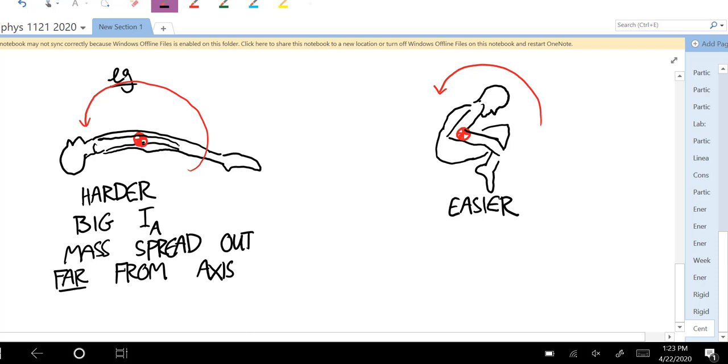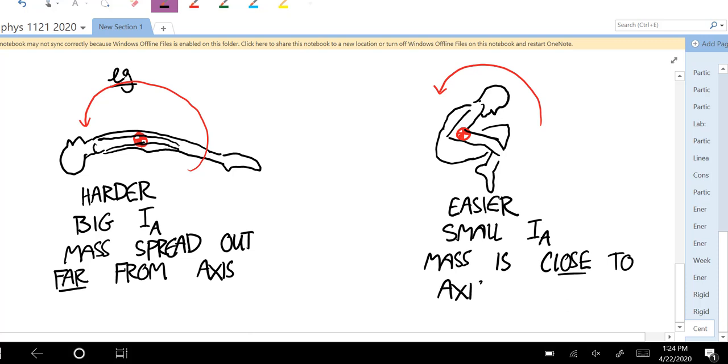The reason it's easier is because it's easier to get the body in this shape rotating. And so you don't have to get up as high to complete a full flip or two flips or whatever you're doing. This is a small value of the mass moment of inertia about the axis. And that's because the mass is close to the axis, which is the center of mass.